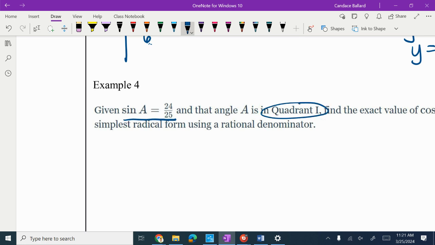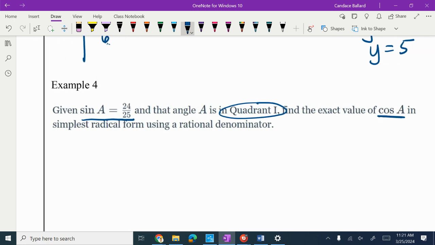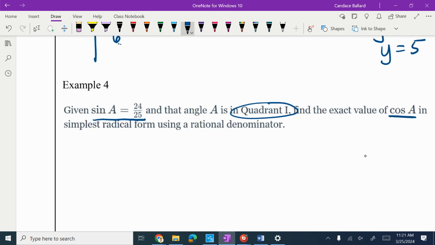We're in quadrant 1. And we're looking for cosine of A this time. Okay. This whole simplest radical form using rational denominator means don't leave a radical in the denominator. Okay. All right. So I'm starting with drawing my triangle in quadrant 1. Okay. All right. What is sine? What over what? Opposite over hypotenuse.